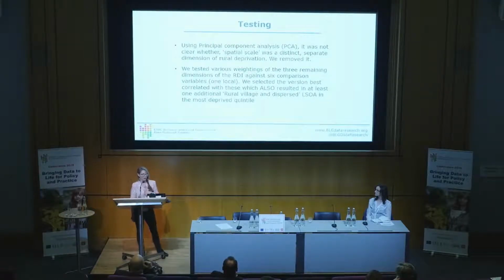So we tested our model, first of all using principal components analysis, because what we were saying is we've got these different dimensions, the different separate aspects of rural deprivation. So we wanted to check that any indicators within each dimension were related to each other or correlated with each other, and less well correlated with the other dimensions. On testing that, we found out that three of the dimensions were quite good. One of them, spatial scale, was possibly not a distinct separate dimension of rural deprivation, so we removed it, leaving us with the three dimensions.